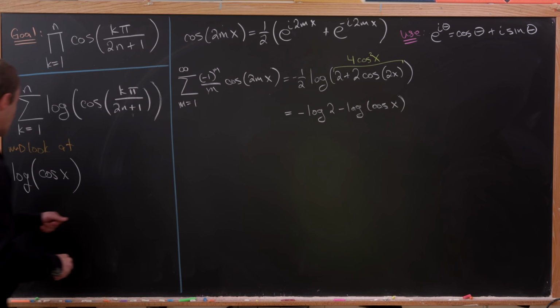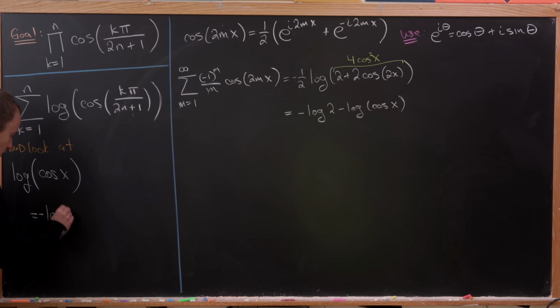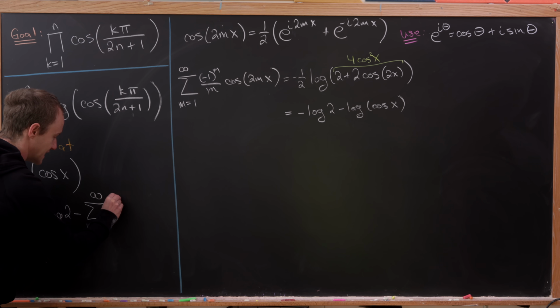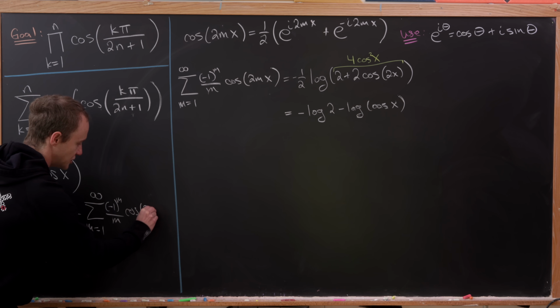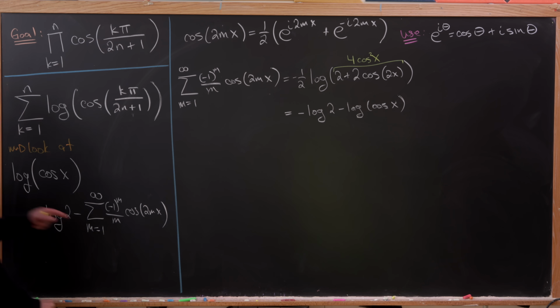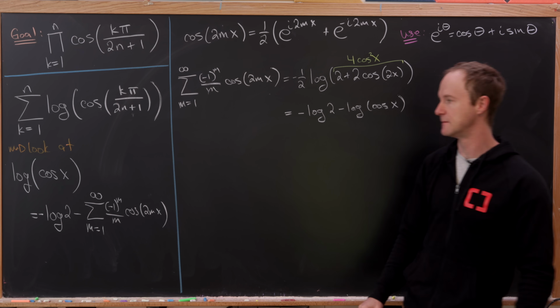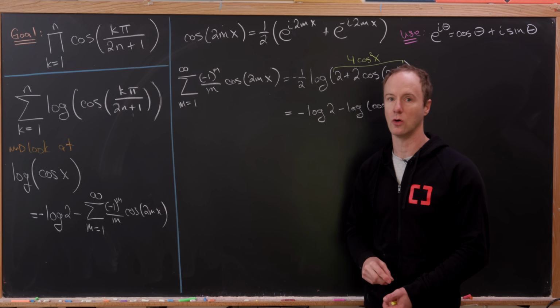So that means we can go over here and solve for log cosine x. And observe we're going to get minus log 2. And then from that, we subtract the sum as m goes from 1 up to infinity of minus 1 to the m over m times cosine 2mx. And there we have it. We have our Fourier series for the log cosine. Now, that being said, let's see how we can apply that to our goal.